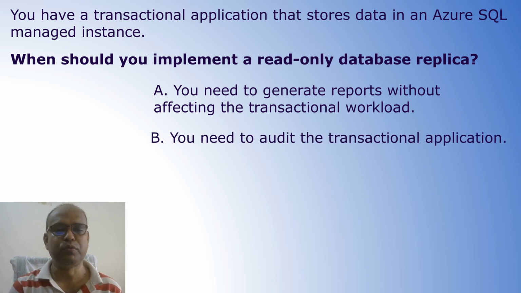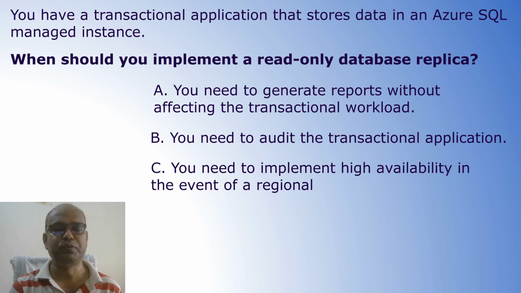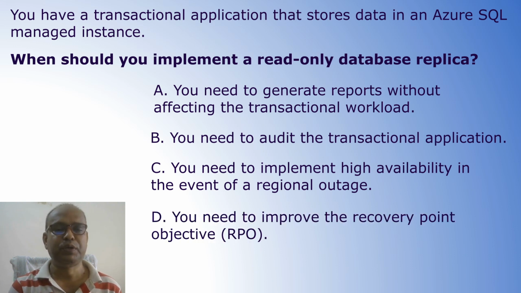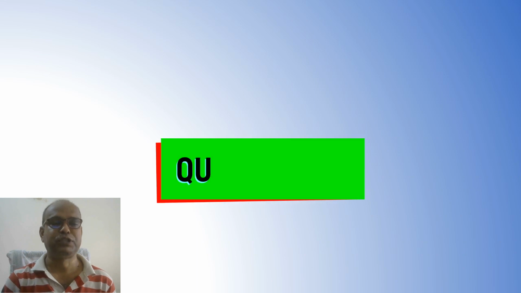Option B. You need to audit the transactional application. Option C. You need to implement high availability in the event of regional outage. Option D. You need to improve the recovery point objective, RPO. Answer. The correct option is A. That is, you need to generate reports without affecting the transactional workload. Next question, question number 95.